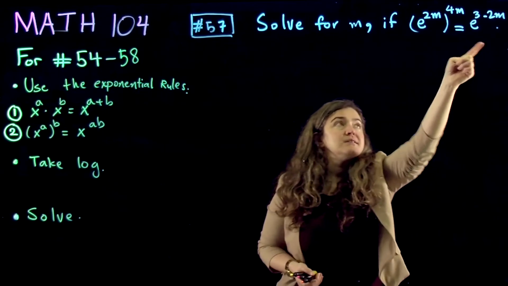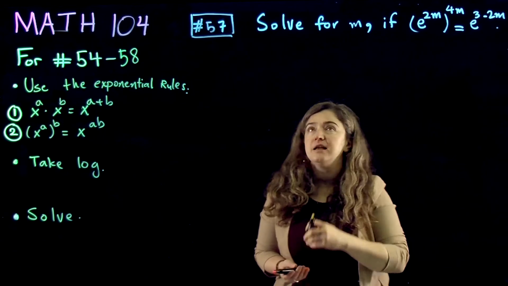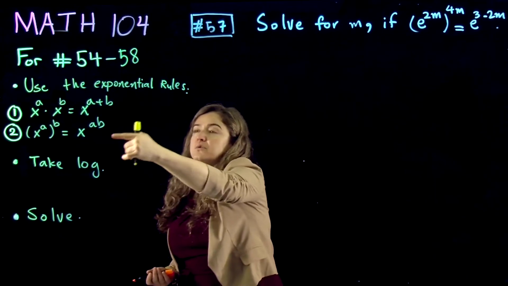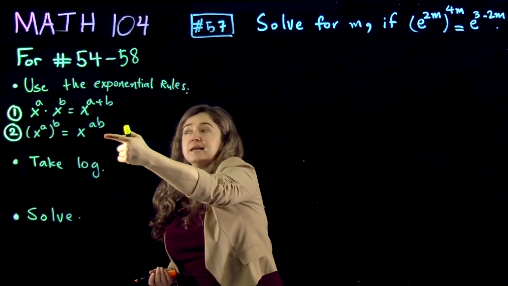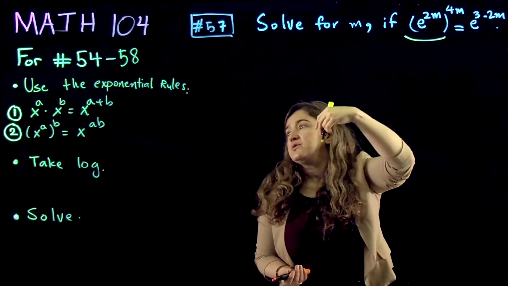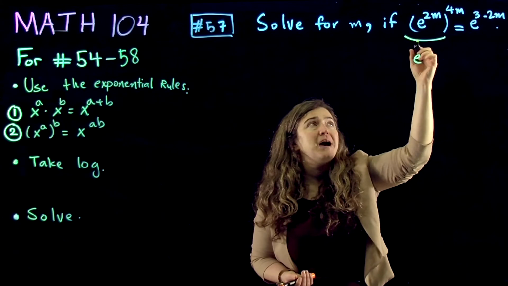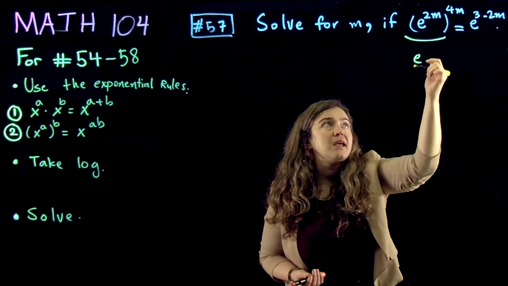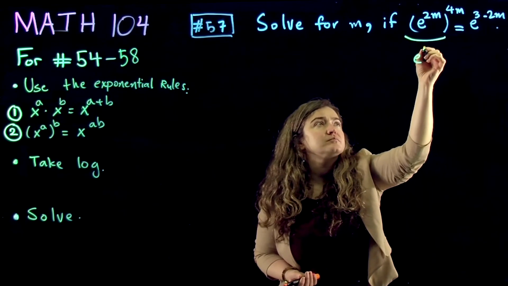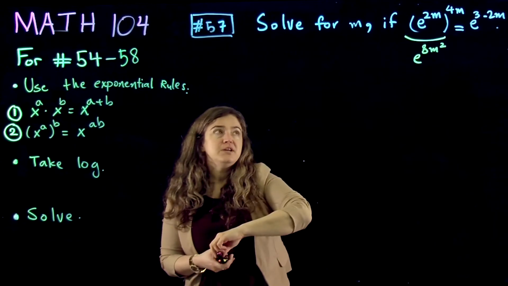First, when I'm looking at this equation, I see that the left-hand side is not actually in a simple exponential form. So I go back to my two rules and I see that the second rule is the one that would apply here. Using the second rule, e to the power to power makes it e to the power of the first exponent times the second exponent. That is 2 times 4 times m squared, 8m squared.